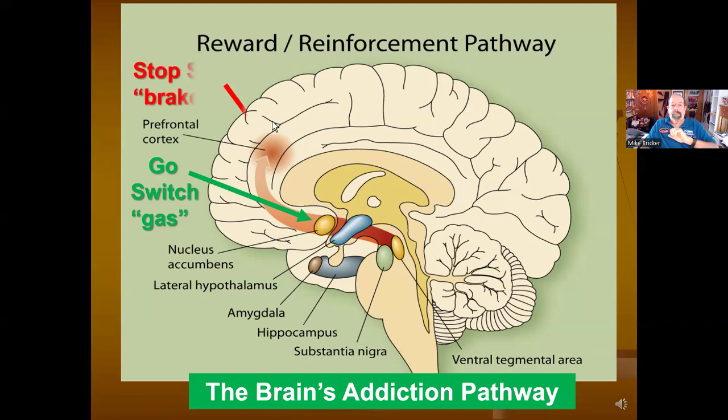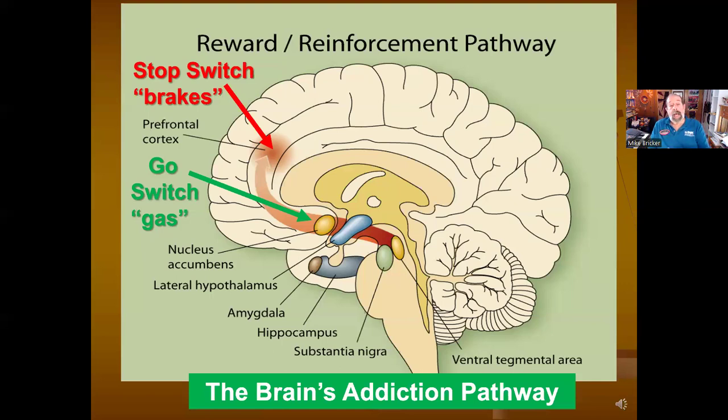Okay, the prefrontal cortex is a lot like the brake pedal. So sometimes the monkey brain says, go, and the prefrontal cortex says, no, I don't think I'm going to light up a crack pipe in study hall. I'll wait until after school. So when these things are coordinating smoothly, life tends to go pretty well.